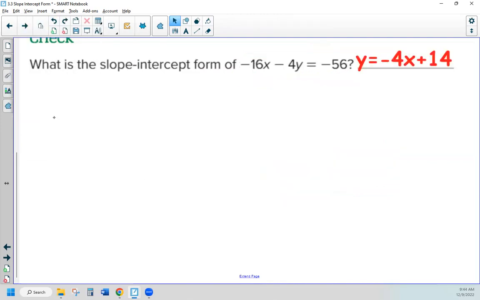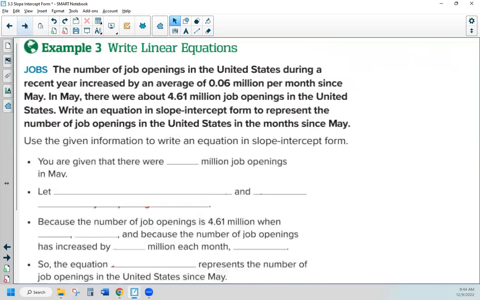Bada bing, bada boom. Moving on. All right. So here we have a word problem, and let's talk about it.